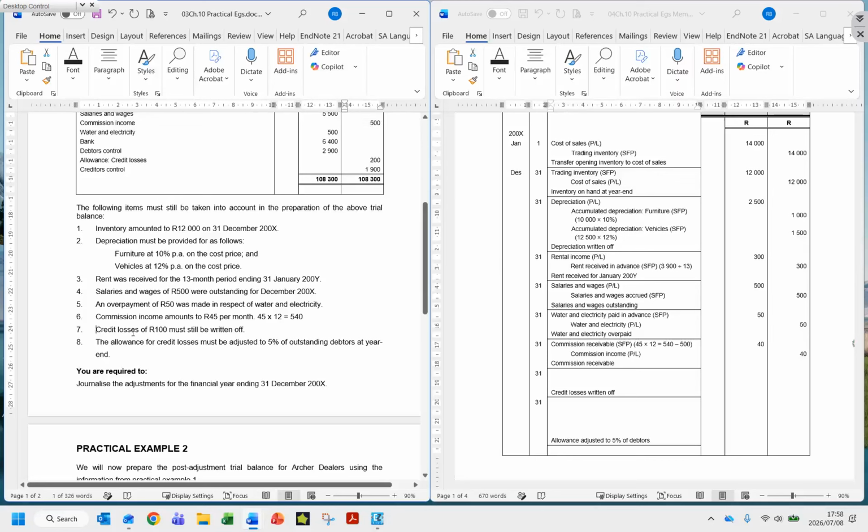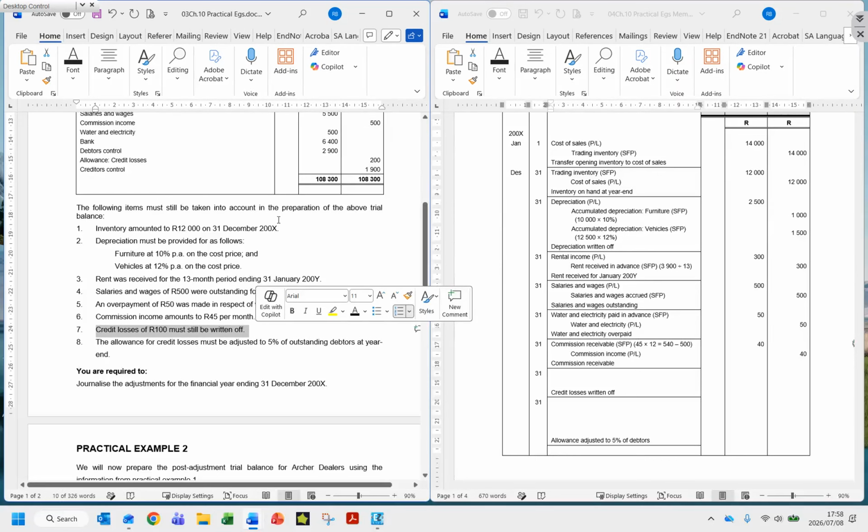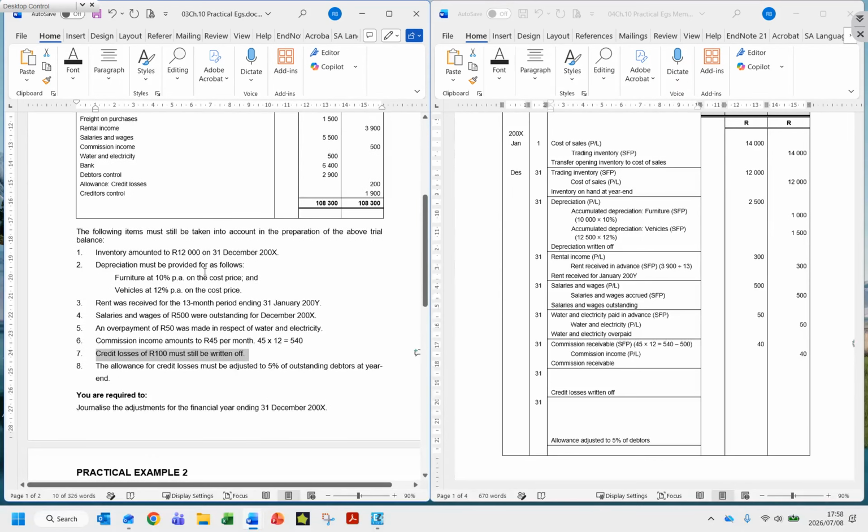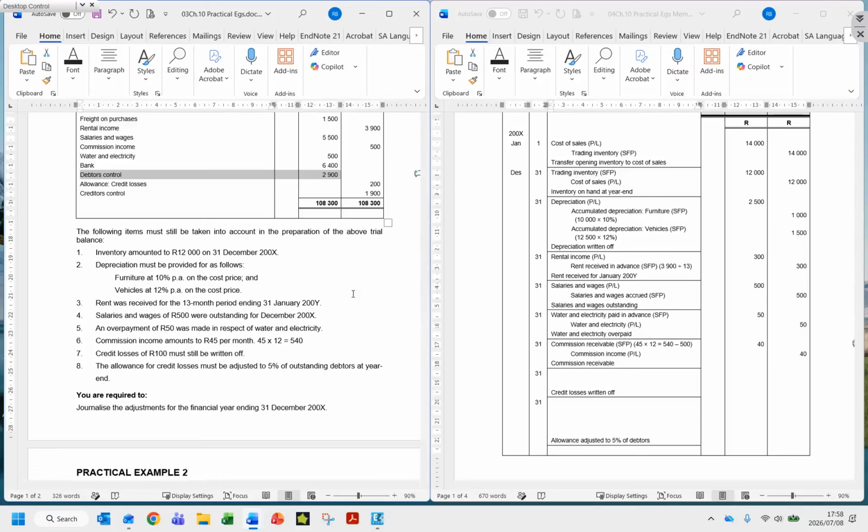The next one is point 7. Credit losses of 100 rand must still be written off. So now we need to go and write off credit losses. This is a customer who was unable to pay the business. His debt is included in that 2,900 rand for debtors control. He came to the business and he said, I cannot pay you, I owe you 100 rand. And then you as business owner decide to write it off.